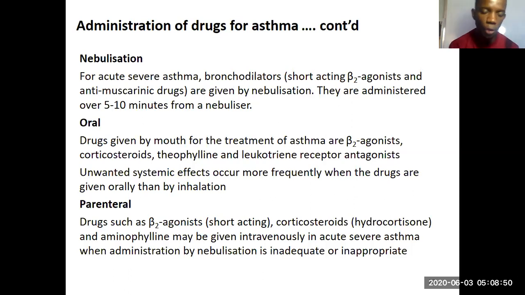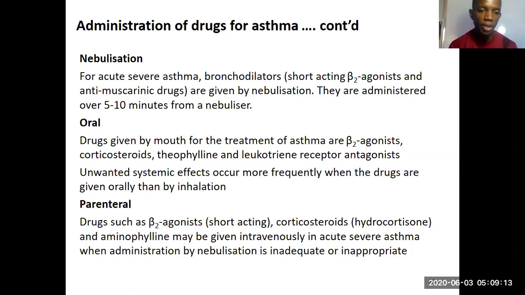Then we also have the oral route. Drugs given by mouth for the treatment of asthma are the beta-2 agonists, the corticosteroids, theophylline, and the leukotriene antagonists. Unwanted systemic effects occur more frequently when these drugs are given orally than by inhalation, which is why we usually prefer the inhalation to limit the side effects.